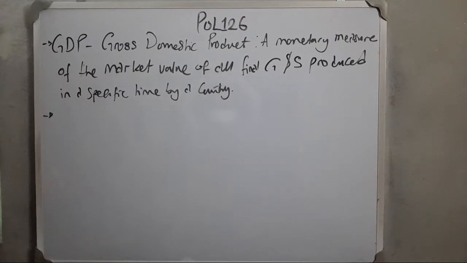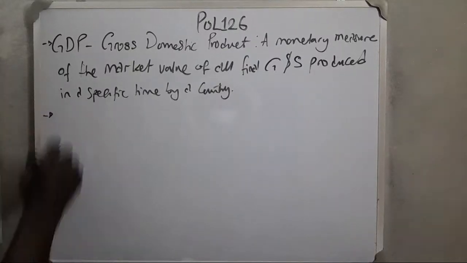Now GDP measures the monetary value of final goods and services, that is, those that are bought by final users. Like I said earlier, final goods are goods that are ready for consumption.